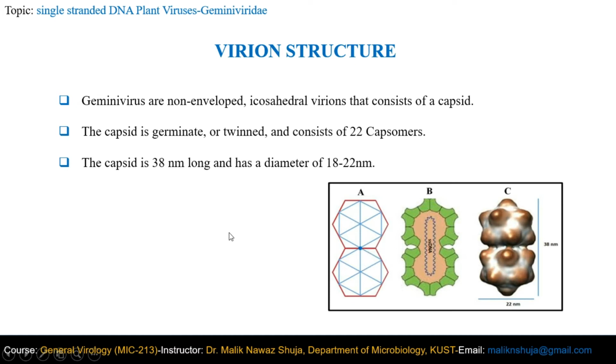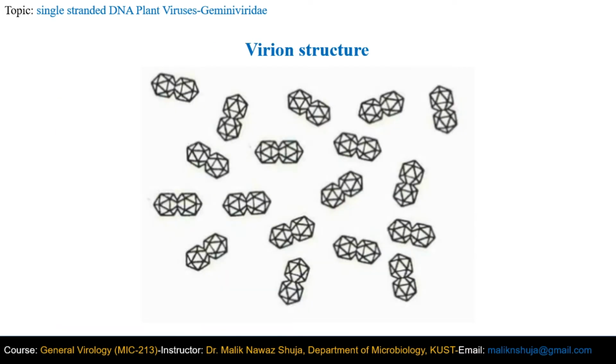Here we can see this one. The size of the capsid is 38 nanometers long and has a diameter of 18 to 22 nanometers. This is the diameter and this is the basic length of the virus, and this photograph was taken with electron microscopy. So here is the icosahedral structure of Gemini viruses or begomoviruses, and we can see it.